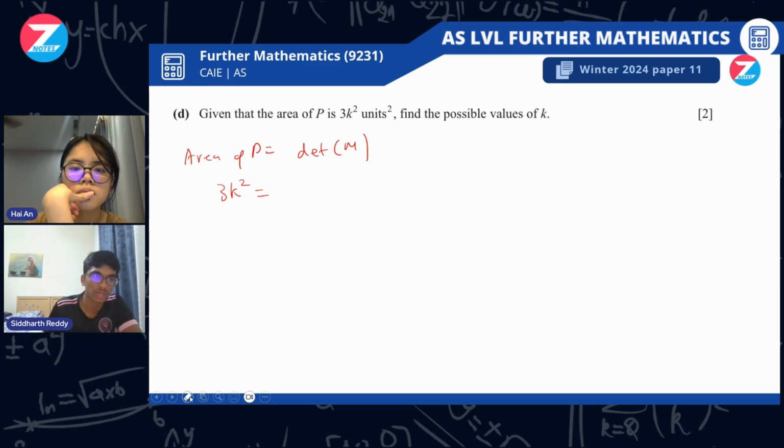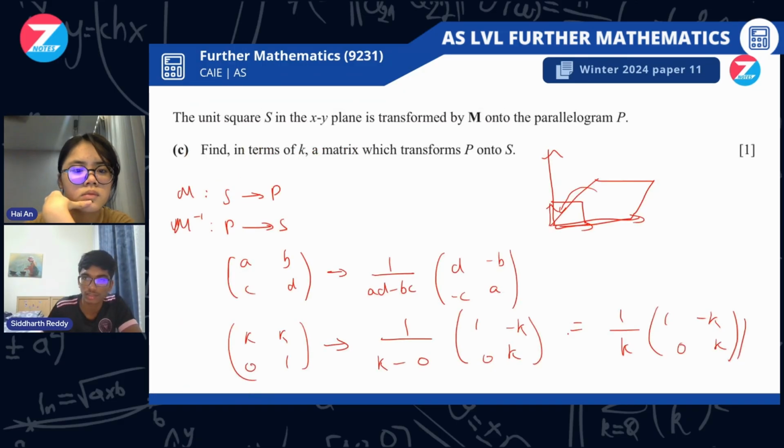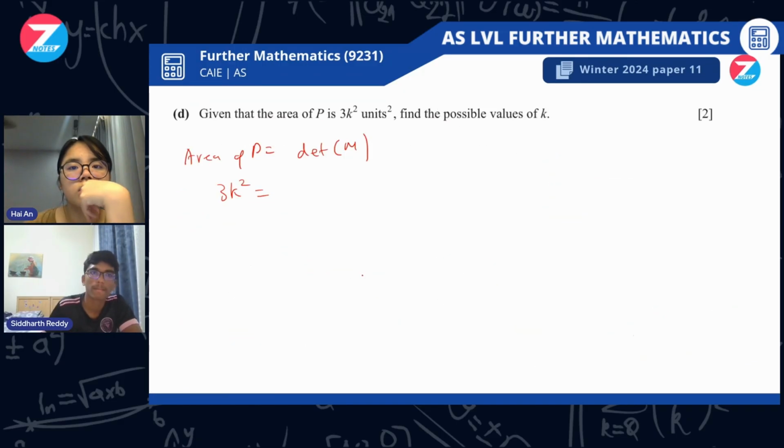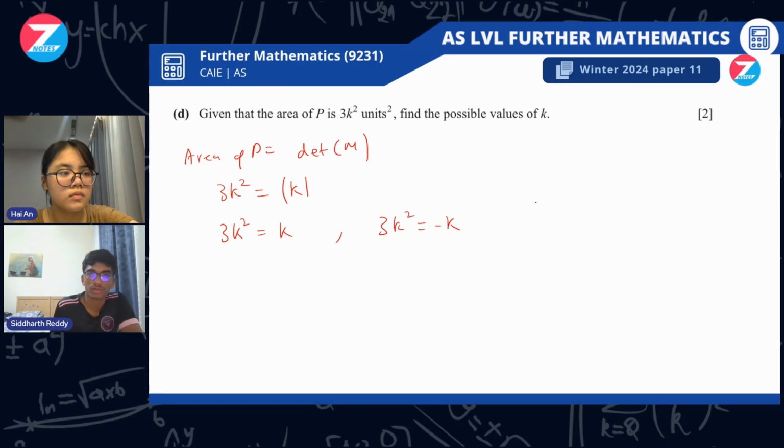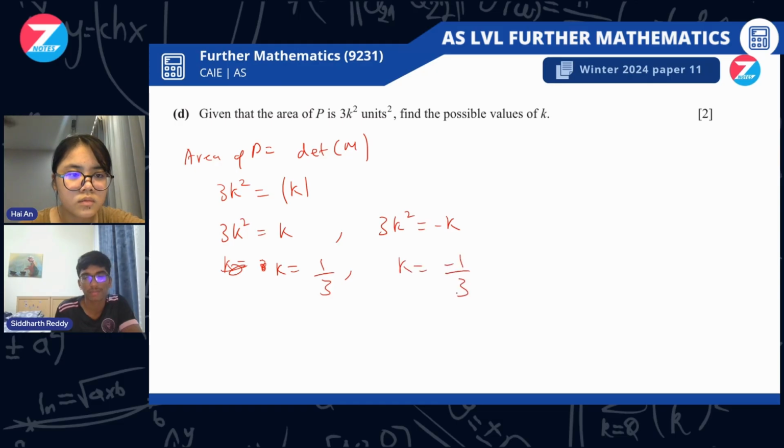So the determinant is equal to AD minus BC again, which we just calculated as K. So 3K square is equal to the absolute value of K. That means 3K square could be equal to K, or it could be equal to minus K. We can't take K as equal to 0, because that is not allowed; it makes the transformation meaningless. So K is equal to 1 by 3, and K is equal to minus 1 by 3. These are the two values of K.